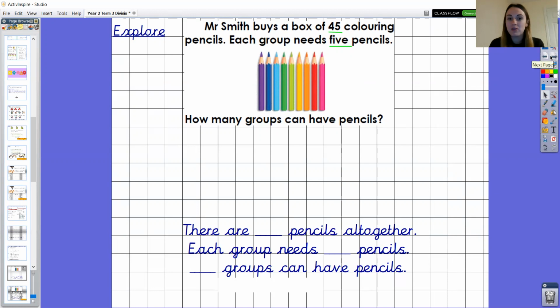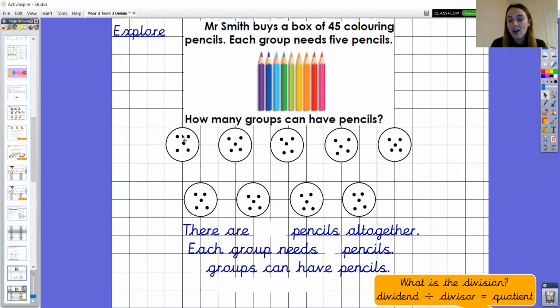So I'm going to share my thinking with you now. So as you can see here, I have drawn groups of 5 because these 5 dots here represent the 5 pencils inside each group. As it says, each group needs 5 pencils. So we were finding out how many groups can have pencils. Shall we count the amount of groups together? 1, 2, 3, 4, 5, 6, 7, 8, 9. Brilliant. So 9 groups can have pencils.